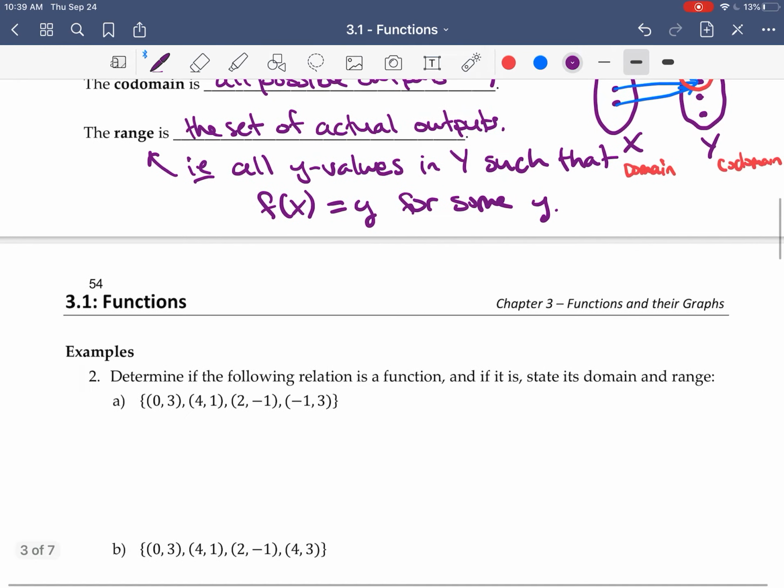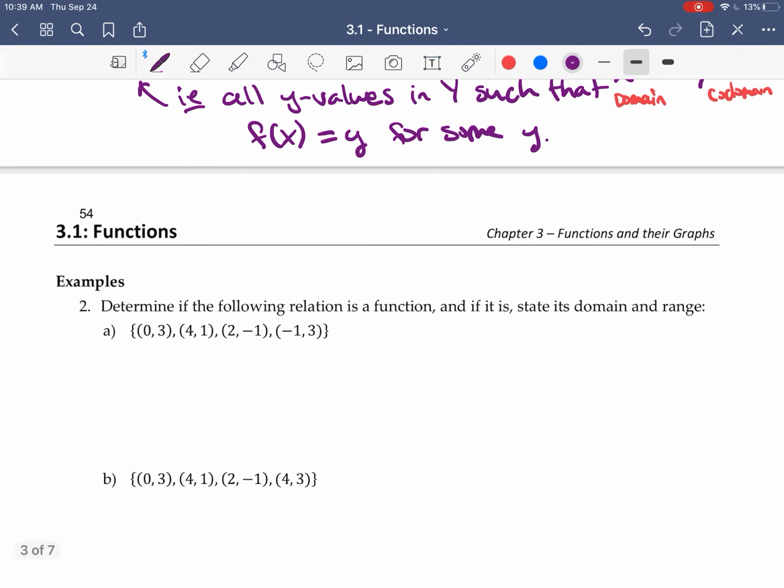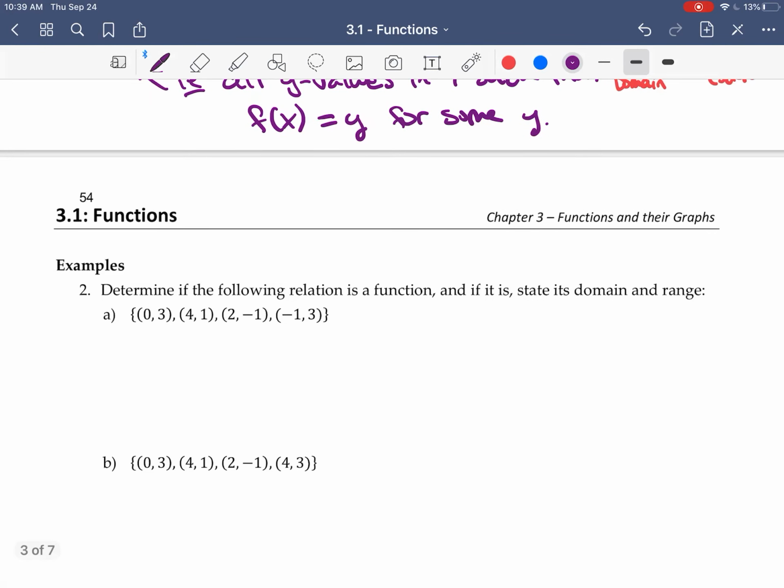So let's do some examples here. Determine if the following relation is a function. And if it is, we're going to state its domain and range. It's useful actually to think of these as pictures. So I have an x set and a y set.